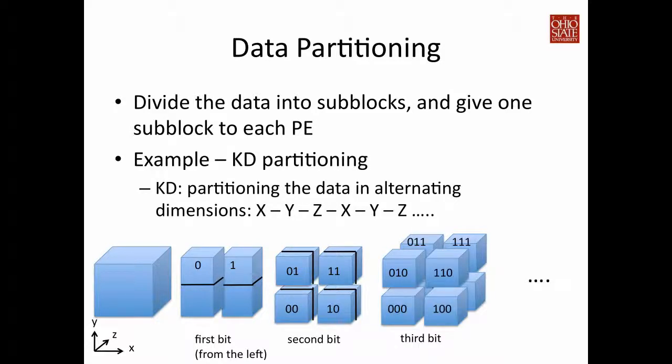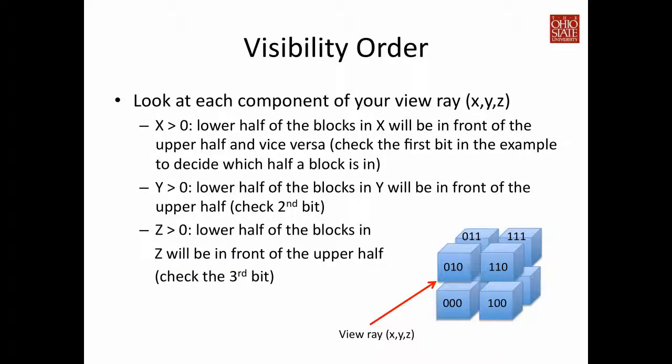And the third bit is going to be used to record the z partition. Again, the lower half of z is going to receive a value of 0, and the upper half of z is going to receive a value of 1. After we partition and distribute the data to each of the processors, each processor is going to perform rendering according to the current view direction and generate images.